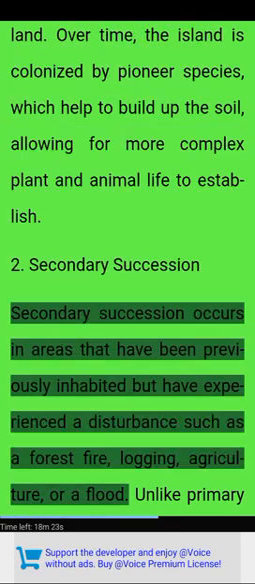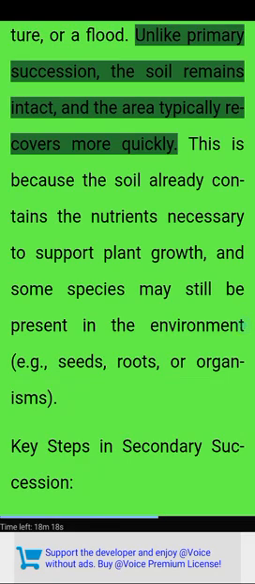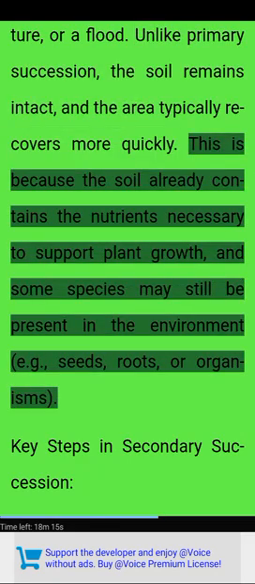2. Secondary succession. Secondary succession occurs in areas that have been previously inhabited but have experienced a disturbance such as a forest fire, logging, agriculture, or a flood. Unlike primary succession, the soil remains intact, and the area typically recovers more quickly. This is because the soil already contains the nutrients necessary to support plant growth, and some species may still be present in the environment, e.g., seeds, roots, or organisms.